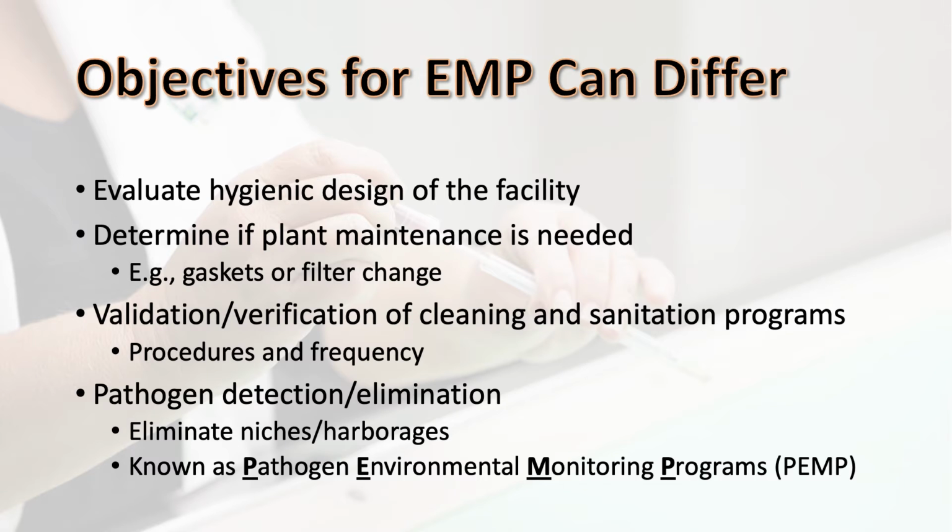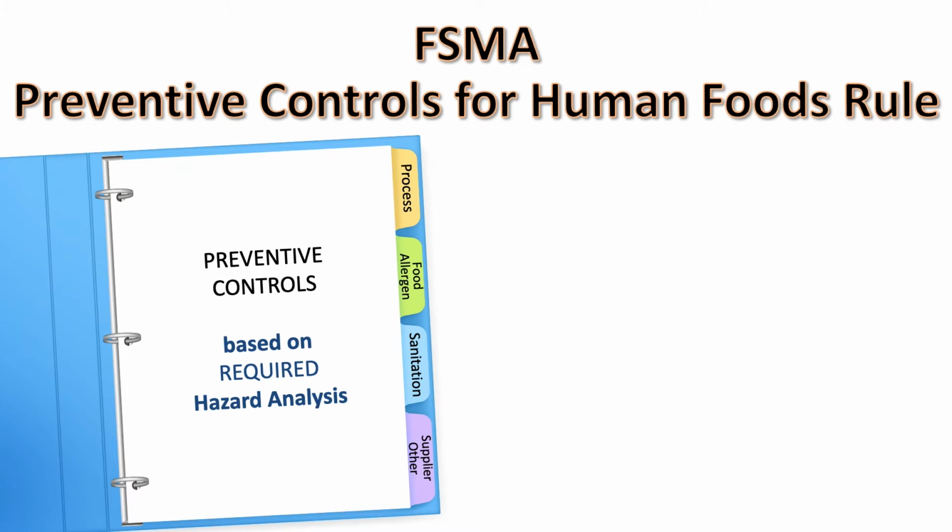Pathogen detection or elimination is focused on identifying potential pathogen niches and working to prevent pathogens from establishing in the facility. These are known as Pathogen Environmental Monitoring Programs, or PEMPs. Pathogen Environmental Monitoring Programs are covered in the Food Safety Modernization Act, FSMA, Preventive Controls for Human Foods Rule. The rule requires that you establish a food safety plan.